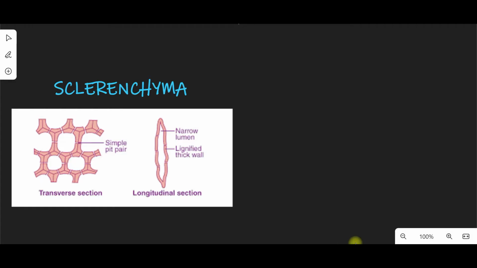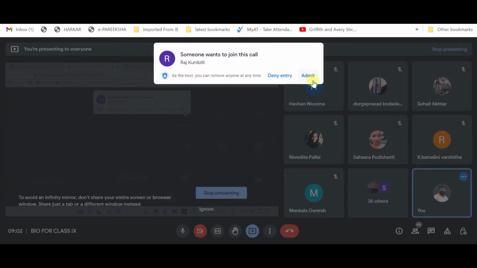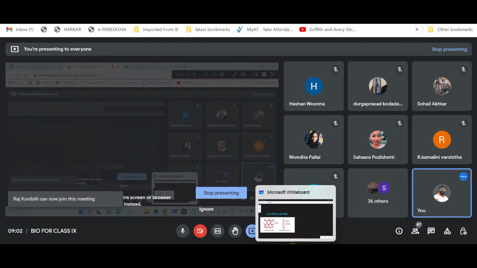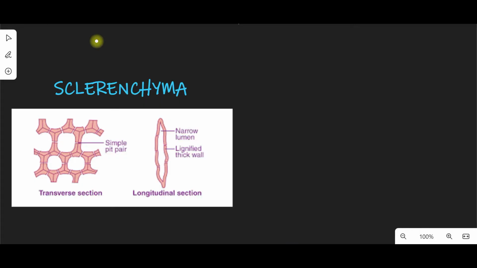Okay. So this is how you are able to see the diagram of a sclerenchyma. As I mentioned, the first point we need to know is sclerenchyma. You all know the meaning of enchyma. Enchyma means tissue. And scleren means it is hard. So the meaning of sclerenchyma is that it's a hard tissue.